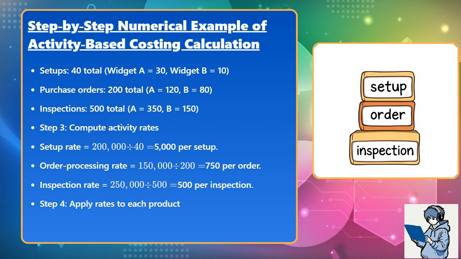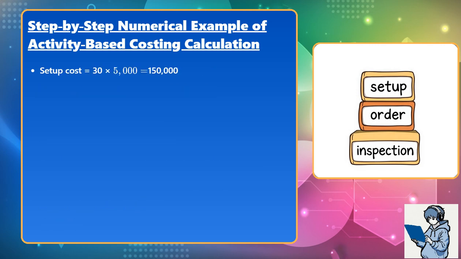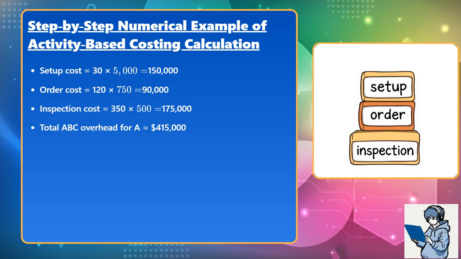Step 4: apply rates to each product. Widget A. Setup cost equals 30 times $5,000 equals $150,000. Order cost equals 120 times $750 equals $90,000. Inspection cost equals 350 times $500 equals $175,000. Total ABC overhead for A equals $415,000.